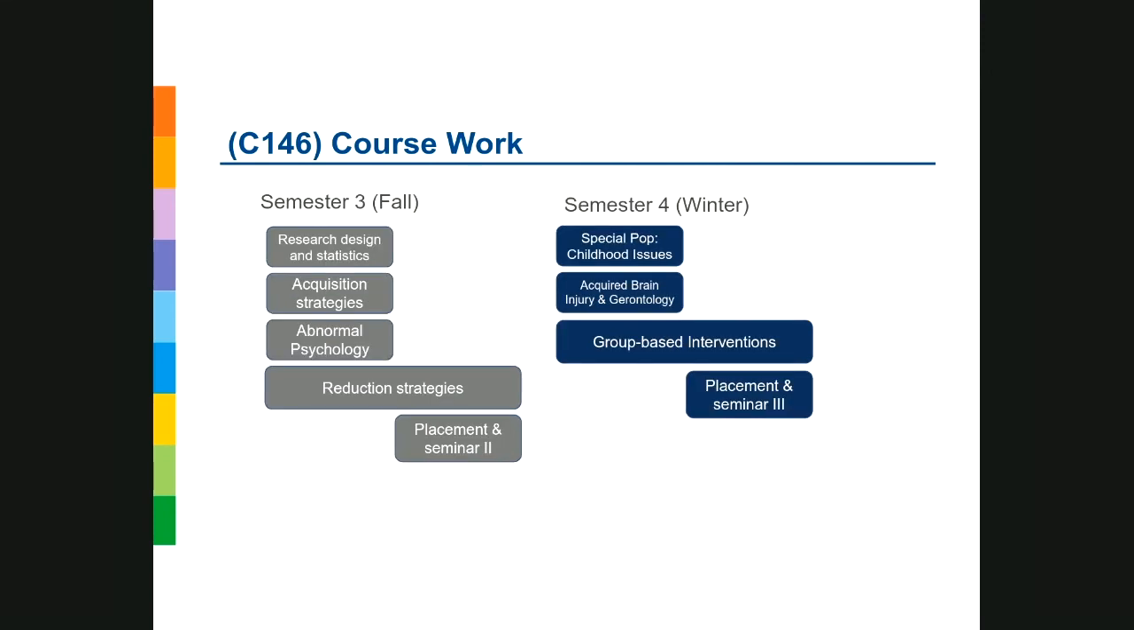Then when you return for year 2 in the fall, you have 3 courses that are in the first 7 weeks, 1 course that runs throughout the semester, and you do your placement the second 7 weeks. Semester 4 is the same thing, except you only have 2 courses for 7 weeks, one for 14, and then placement.